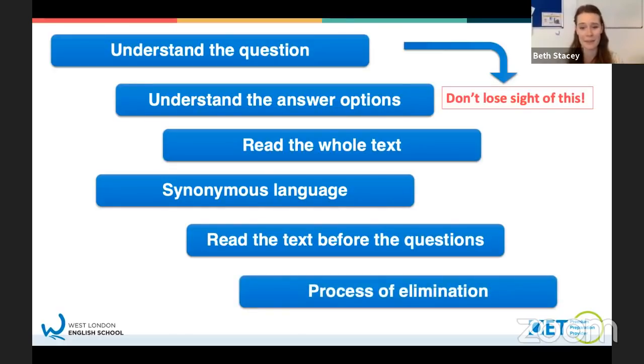And process of elimination. So think, okay, why is this wrong? Why is this right? Why is this wrong? And go through it that way.